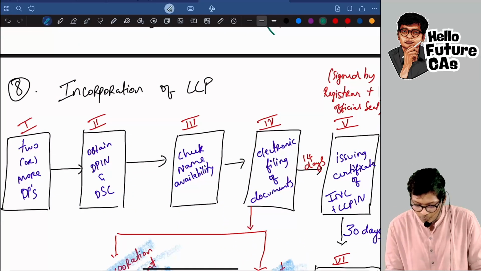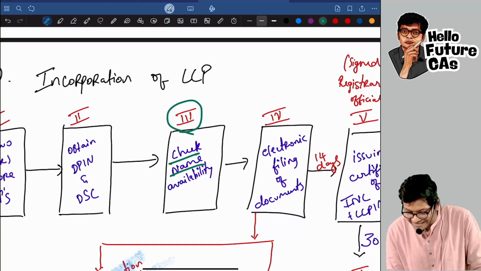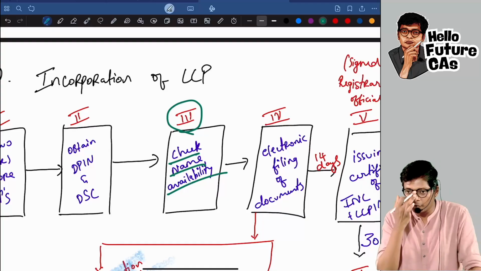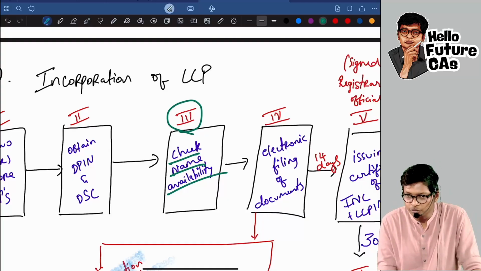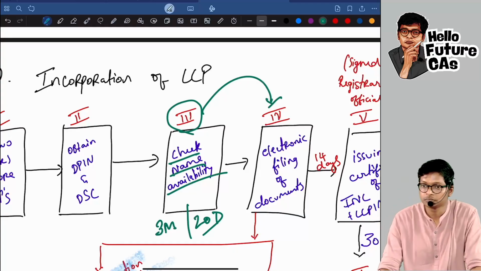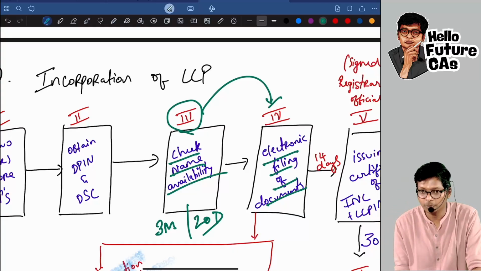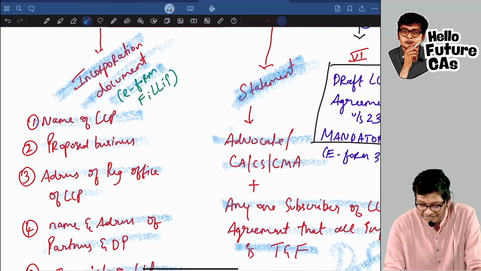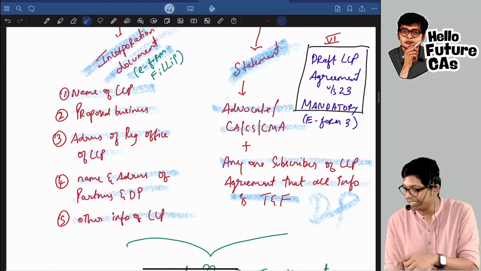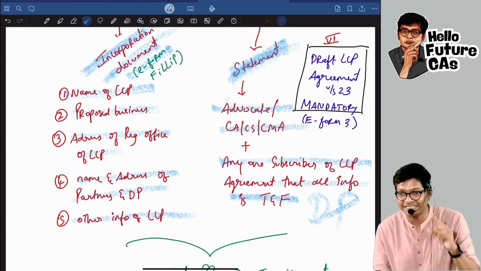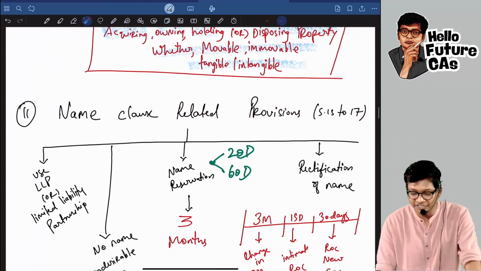Incorporation. Look at this. Step 3: check name availability. Once the name is reserved for you, it is reserved for how many days for LLP? We just now saw 3 months for LLP. Within this time you have to initiate step 4. What is that? Electronic filing of documents. That means once the name is ready for you, you have a time limit of 3 months. Within the 3 months, you have to complete all of this. Are you getting it now, guys? Complete the incorporation document, the FiLLiP document, and the statement getting signed. They are giving you 3 months time. Is that sufficient, guys? Okay.